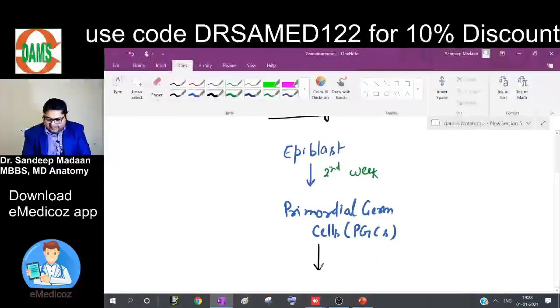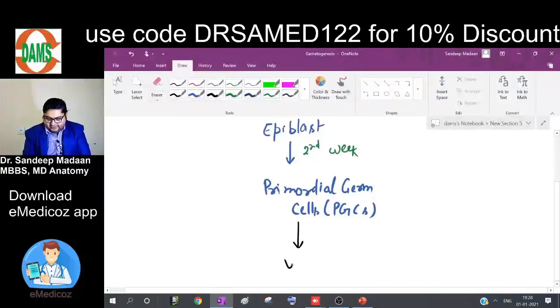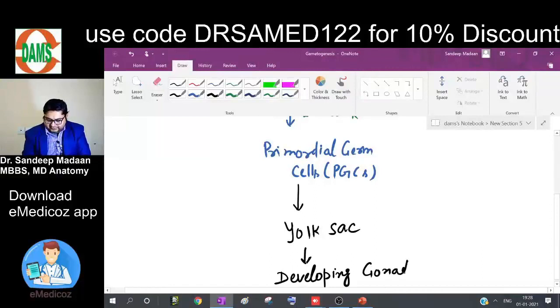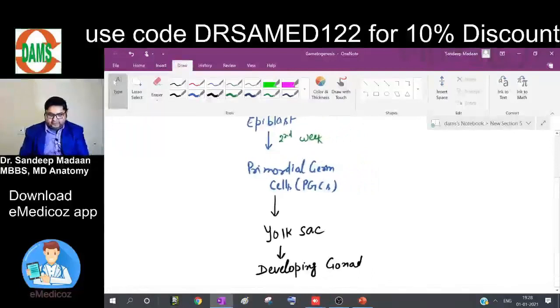These cells will reach the yolk sac, and then after the yolk sac, they are going to reach the developing gonad. Till now the story is clear to everyone, right?